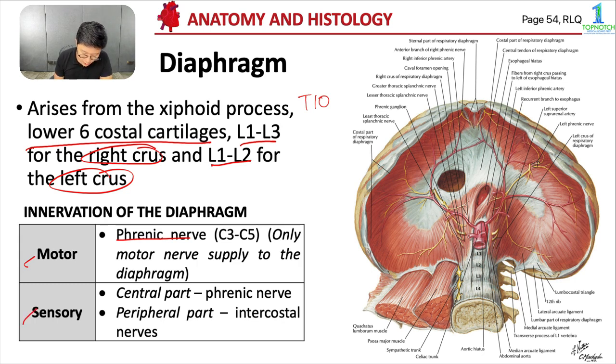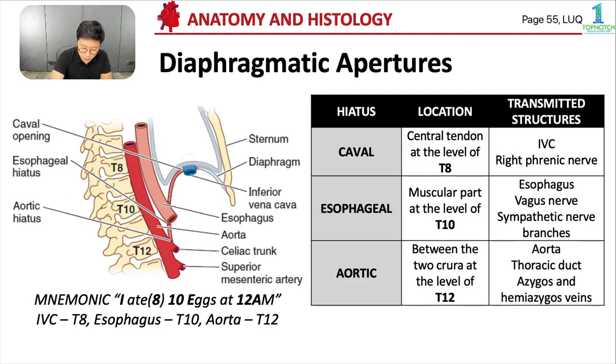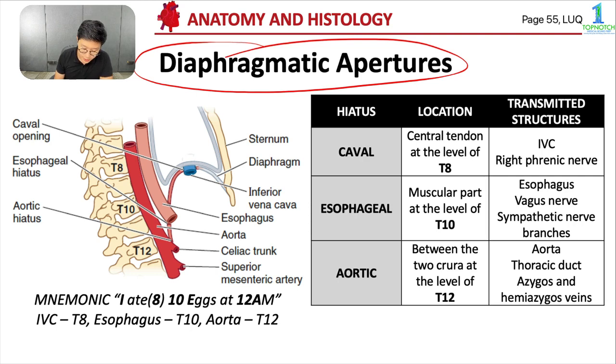Its sensory: the central part is the phrenic nerve, but in the periphery, it's your intercostal nerves. So just one last thing that's very important for the diaphragm are the diaphragmatic apertures. So you have three. You have your caval, esophageal, and aortic.